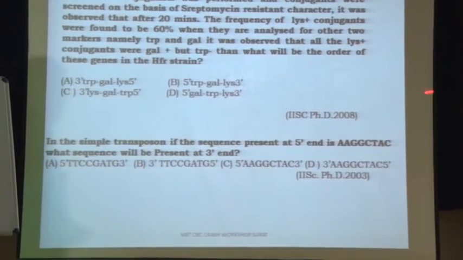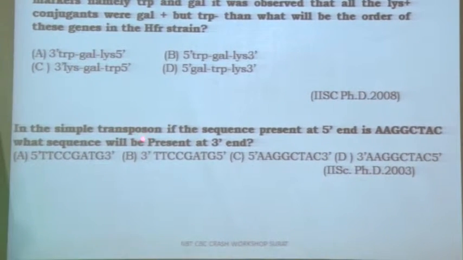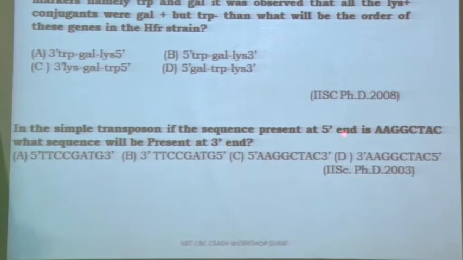In the simple transposon, if the sequence present at the 5 prime end is AAGGCTAC, what sequence will be present at the 3 prime end? ये भी IISc PhD में पूछा गया है 2003 में. IISc का जो कंबाइंड एग्जाम होता है, इंटीग्रेटेड MSc PhD का एग्जाम, उसमें ये पूछा गया है. In the simple transposon, if the sequence present at the 5 prime end is AAGGCTAC, what sequence will be present at the 3 prime end?